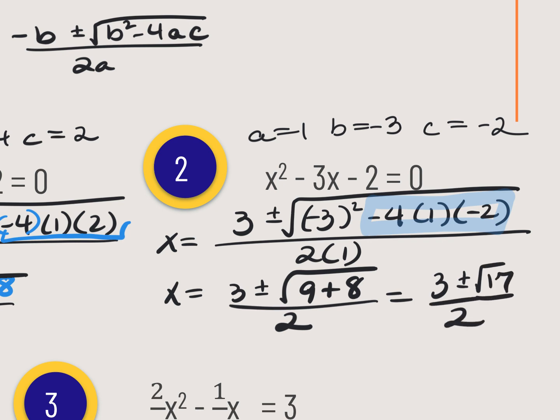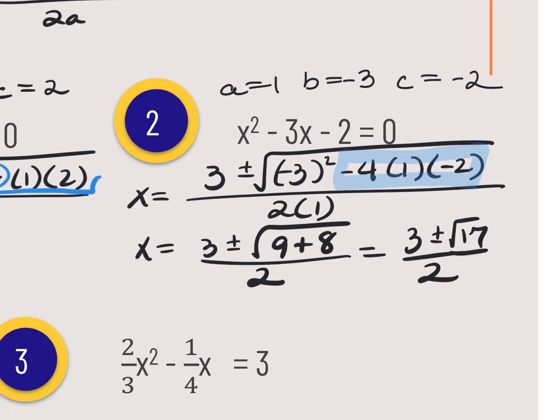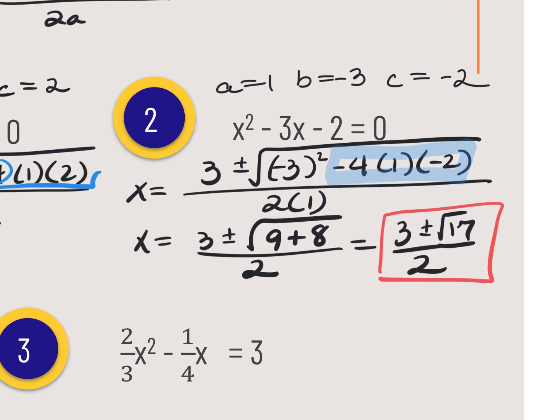Nothing simplifies. I can't break down the radical. So for the test, this answer is acceptable. However, for WebAssign, remember we got to separate it. 3 minus the square root of 17 over 2, and then 3 plus the square root of 17 over 2.